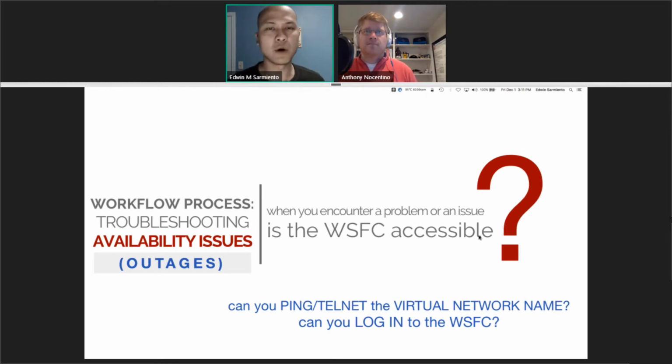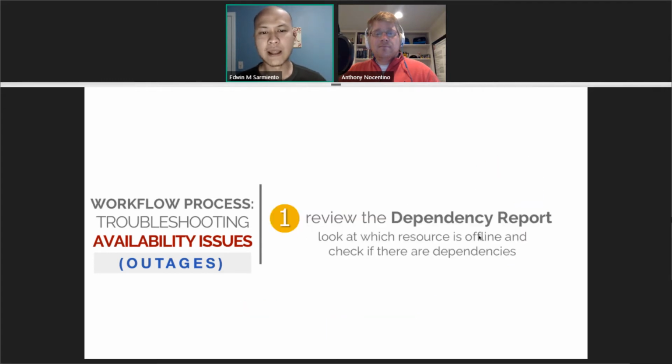Remote desktop. Can you remote desktop into the server? Can you run PowerShell remoting? If you can't do remote desktop, can you log in using your KVM? Basic test. Don't do anything else. Start with this. Once you can guarantee that the cluster is accessible, then we start looking at what I call my 5-step process in the workflow of how I do my troubleshooting.